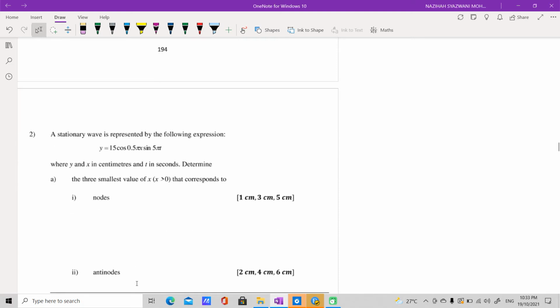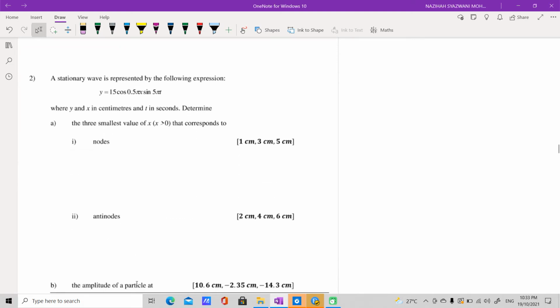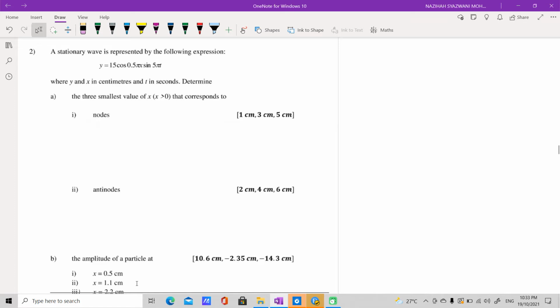Now let's try to do question number 2. We have a stationary wave represented by the following expression, where y and x are in centimeters and t is in seconds. Determine the three smallest values of x that correspond to the nodes and antinodes.